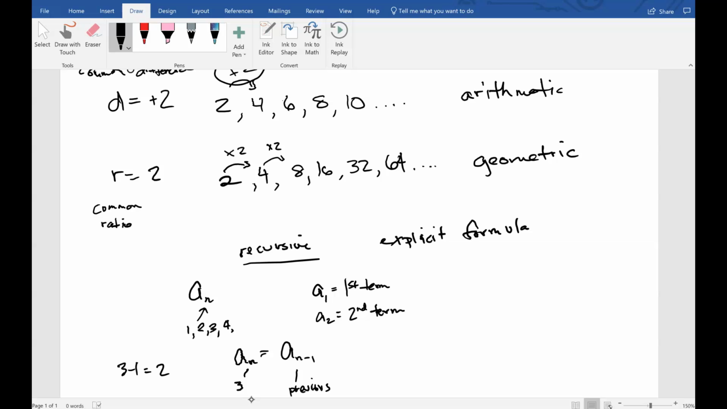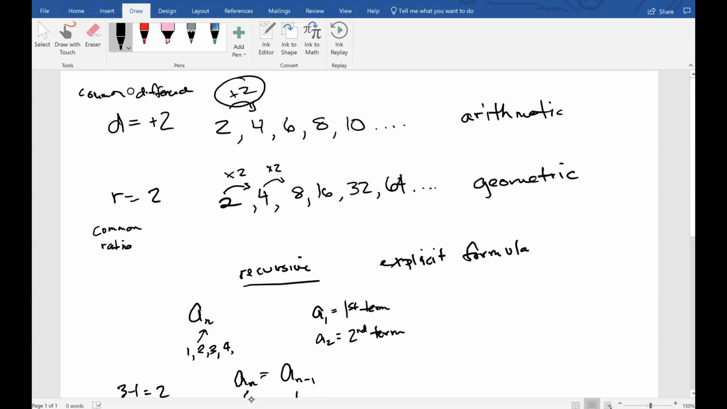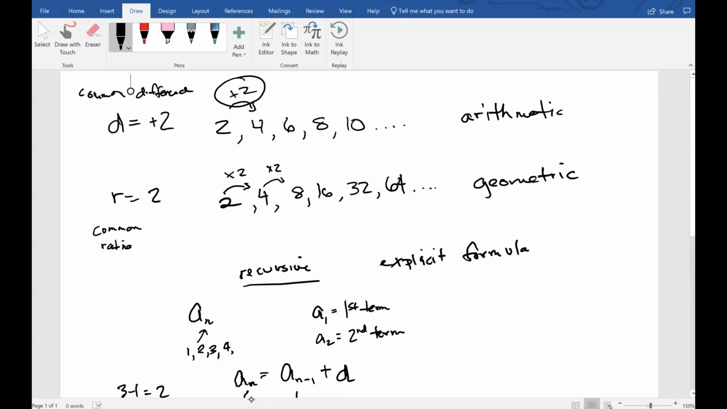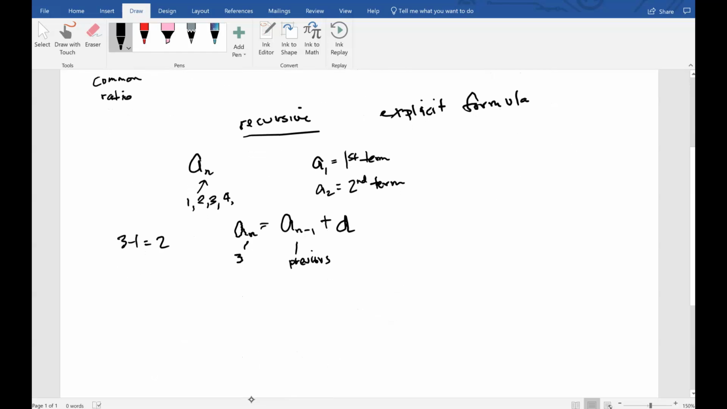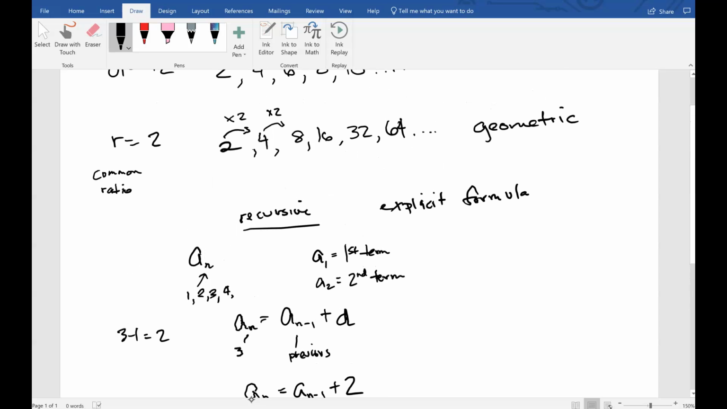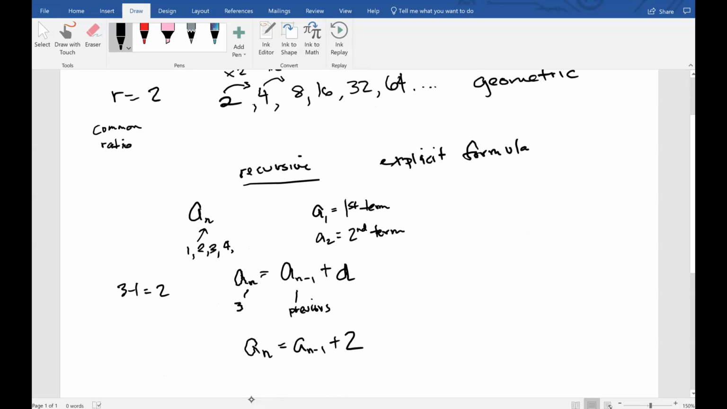Now to do the recursive formula for an arithmetic sequence, we're just going to add the common difference. In the case above, in our first arithmetic sequence, we simply say a sub n equals a sub n minus 1 plus 2, because our common difference was 2. That is actually all you have to do to define the recursive formula for an arithmetic sequence.